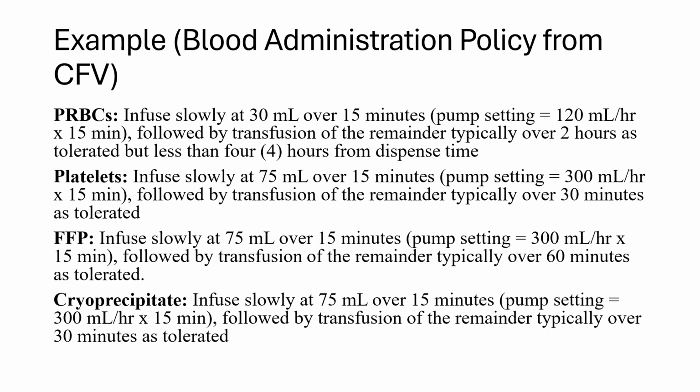Here's an example of the blood administration policy from Cape Fear Valley regarding how fast we initiate transfusions under normal circumstances. For example, under normal circumstances, we're going to start the red blood cells at 30 milliliters per hour for that first 15 minutes. That is going to give us enough time to see if the patient is going to have a transfusion reaction while only putting minimal of that blood in there. And then you can increase how fast the transfusion is going to 120 milliliters per hour.